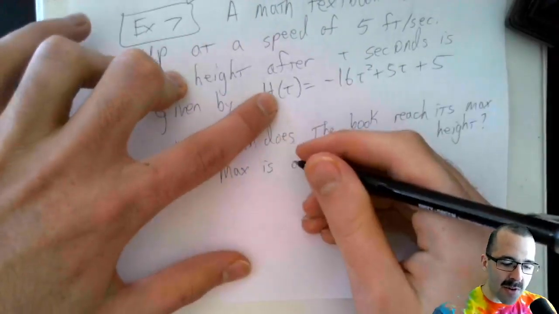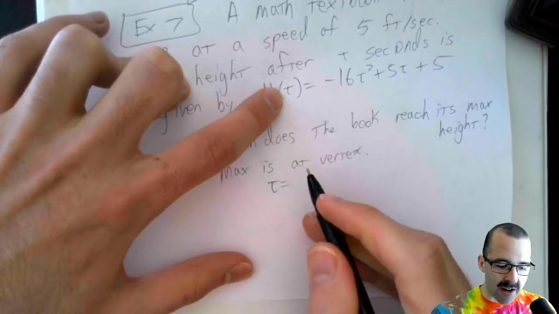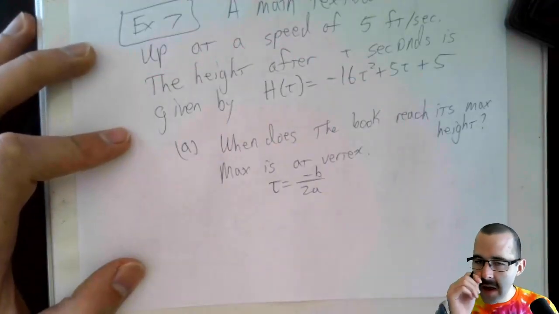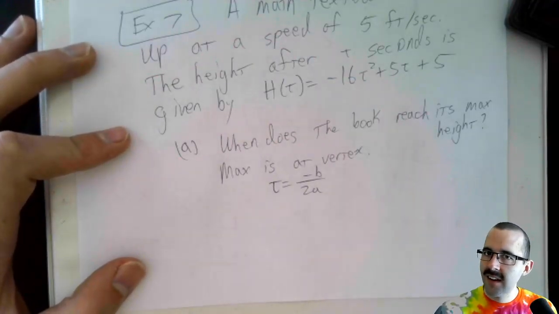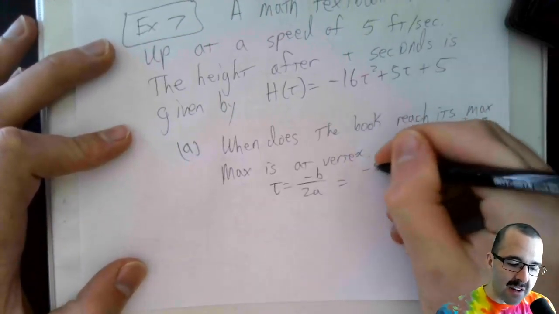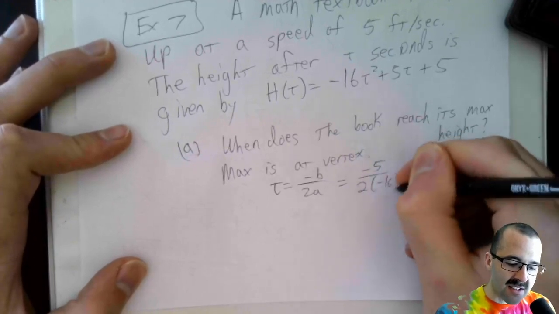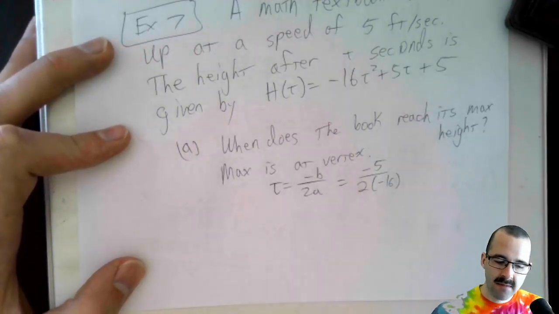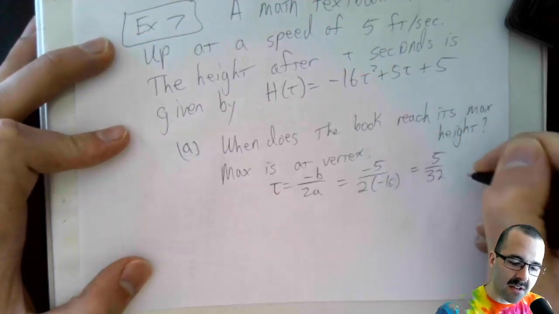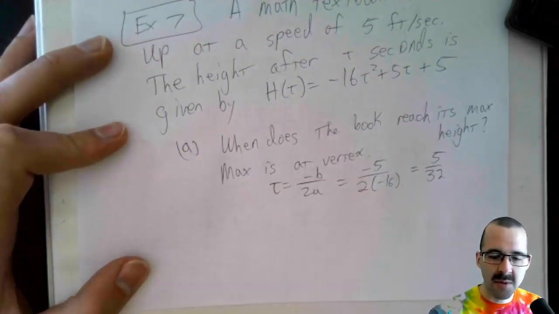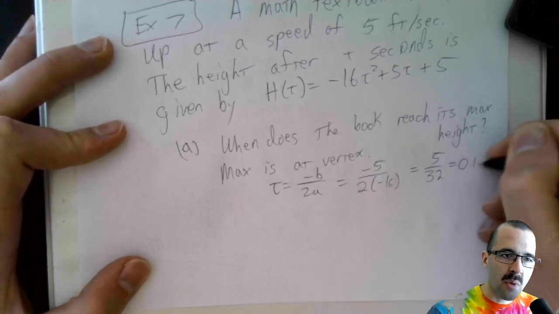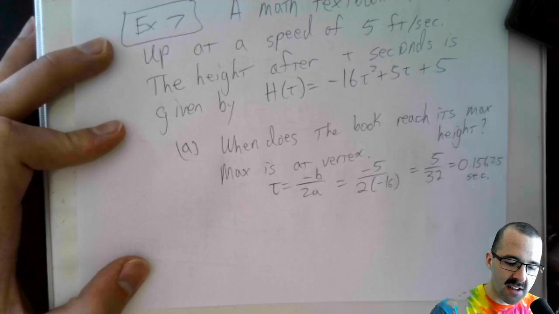We do this just like we did it before, right? It's going to be when our input variable, which is t, is negative b over 2a. We've been doing this a lot now. Negative b is negative 5 over 2 times a, which is negative 16. Simplify that out, that's going to be 5 over 32. What is 5 over 32 as a decimal?